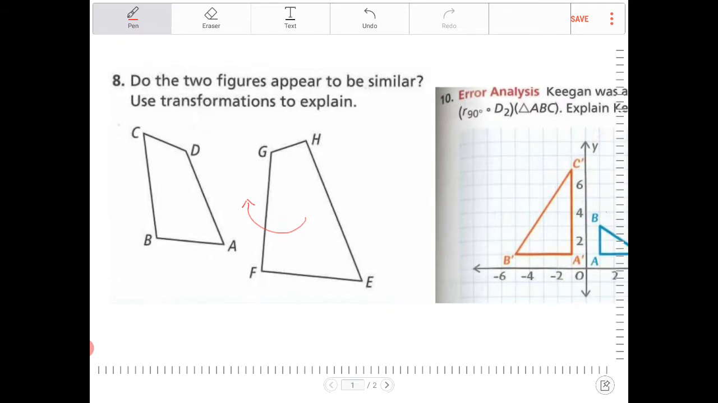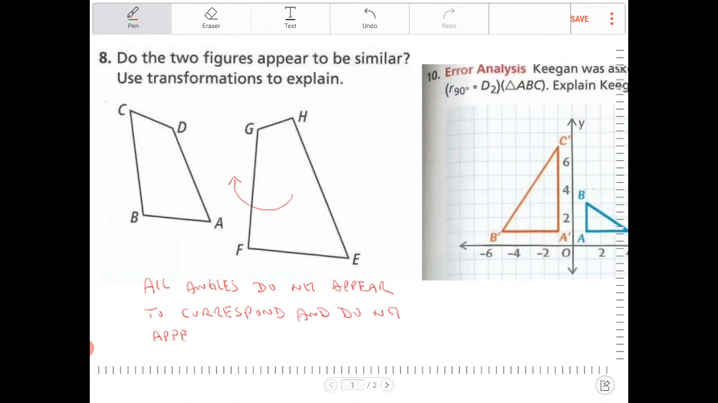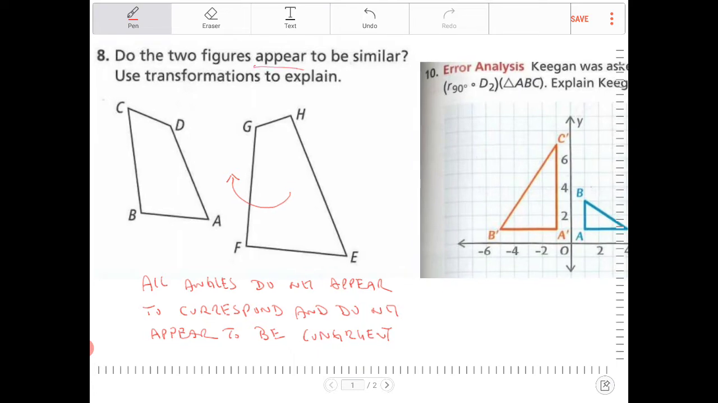So all angles do not appear to correspond and do not appear to be congruent. And when I say appear, because there's no real measurement here, we can't really tell. And even as the question suggests, do the two figures appear? There's no actual measurement here. They're asking us purely just to eyeball it.